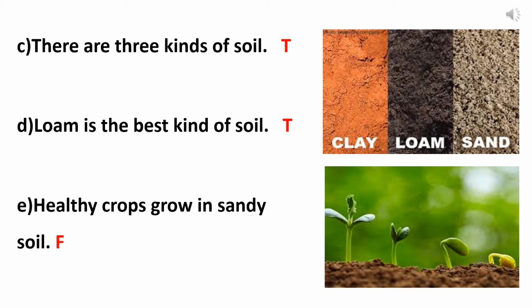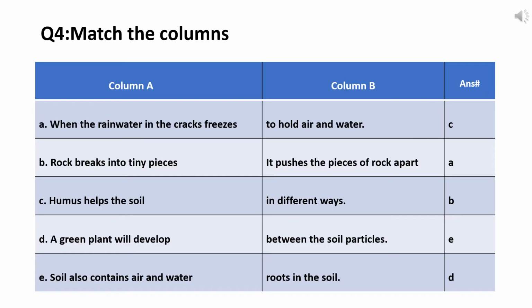It is true because loam has a mixture of sand and clay soil. It can hold lots of water and air, and plus it is the most fertile soil. Healthy crops can grow in loam. And the last one is: healthy crops can grow in sandy soil. This is absolutely wrong, and this is false because crops cannot grow in sandy soil, as it has lots of sand particles. So healthy crops can grow in fertile soil, and that is loam.